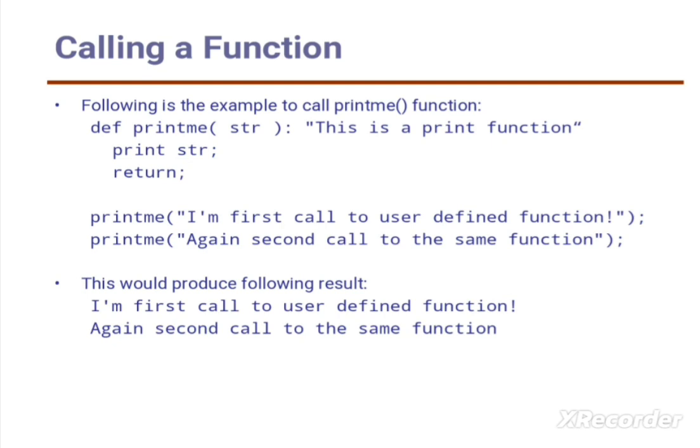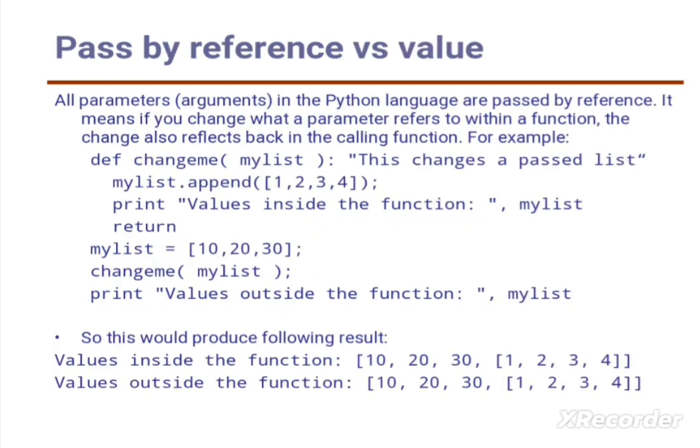So already we have defined the print me function. So the function will be called at another place. Print me, I am the first call to user defined function. Print me, again second call to the same function. This would produce the following result. So these two lines will be printed on the screen.